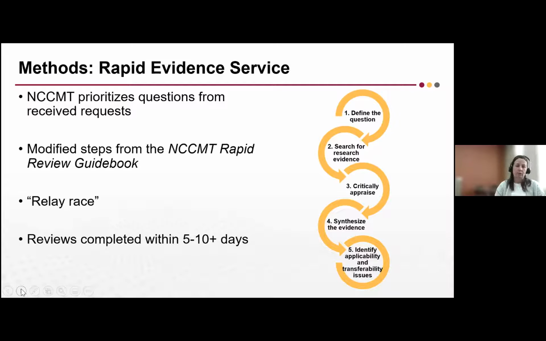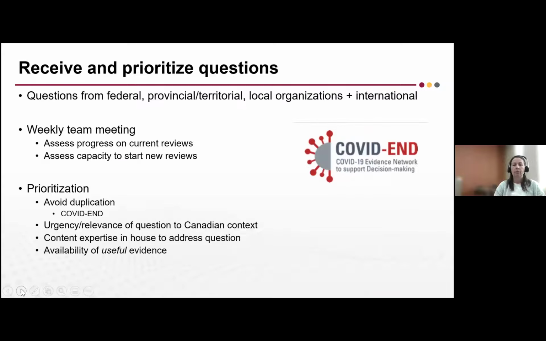Then we've transitioned to 5 to 10 days. And depending on the question now, where there's much more evidence available, it might be longer than 10 days, possibly 15, but still very rapid in terms of how quickly those are being done compared to pre-COVID times. We receive questions from all levels of decision-making: federal, provincial, territorial, local public health organizations, as well as internationally. We developed a weekly team meeting where we can assess progress on any current reviews and assess our capacity to start new ones in the following week.